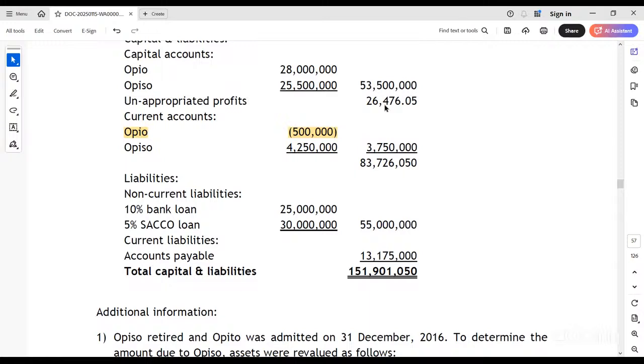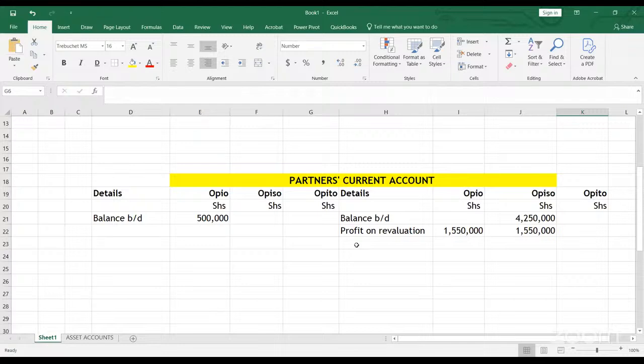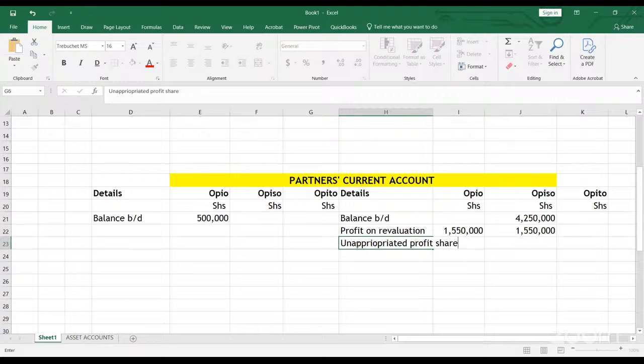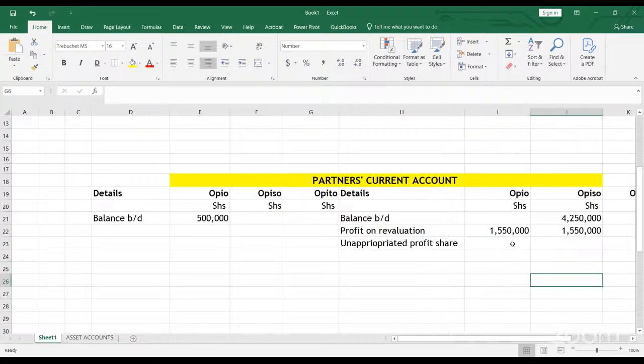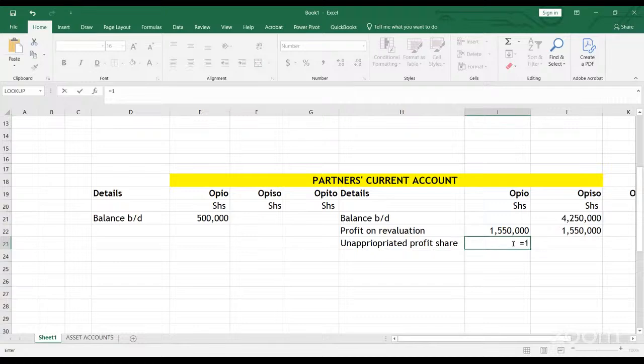You can take this to the current account, because I told you the current account is where we show the shares of profits. So I can say unappropriated profit share. You share that profit, they are sharing it equally, so this guy has to go with his cash share. That will be a half.